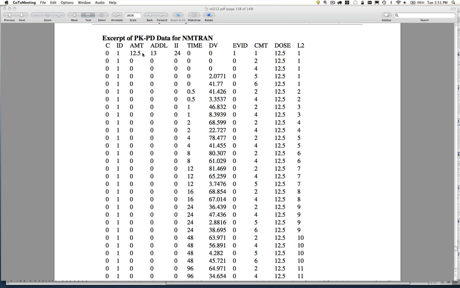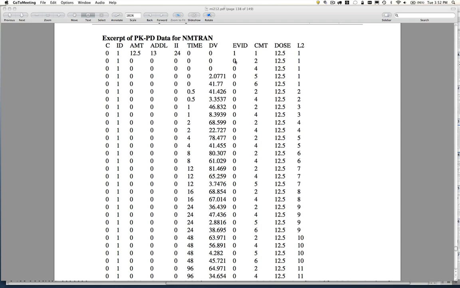So we have our PK record in here, where in this case, this individual is getting a 12.5 milligram dose. They're going to get 13 additional doses, so this is every 24 hours. So this represents the 14 days of dosing. And that's going into compartment 1, the oral dosing compartment, EVID 1 for a dosing event.